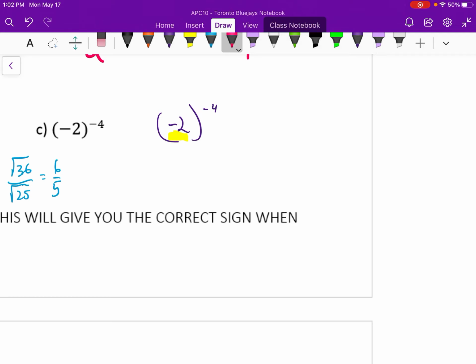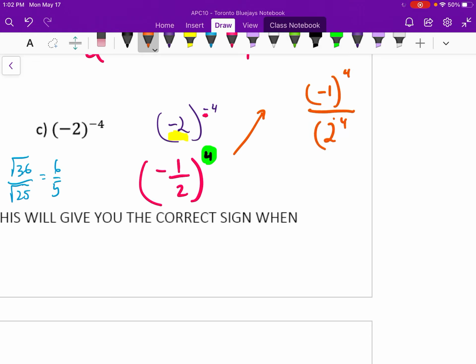The first step that I'm going to do is take care of this negative exponent. So I take the reciprocal of negative 2, and the reciprocal of negative 2 is actually negative 1/2. Negative 1/2 to the power of 4. Well, you know that since this exponent is even, a negative number multiplied by itself an even number of times is always positive. But regardless, I could wrap this up and say negative 1 to the power of 4 divided by 2 to the power of 4.